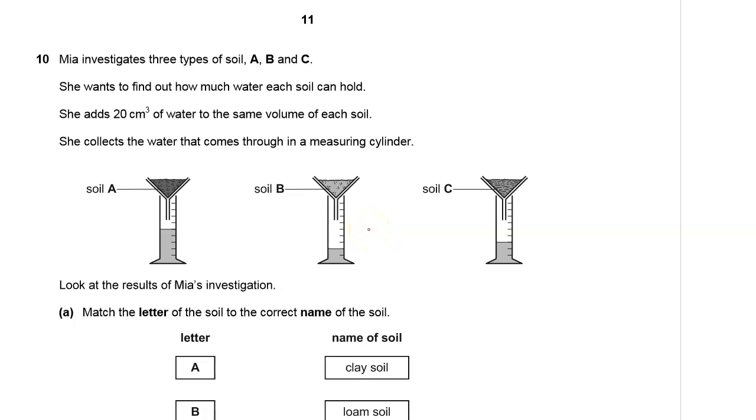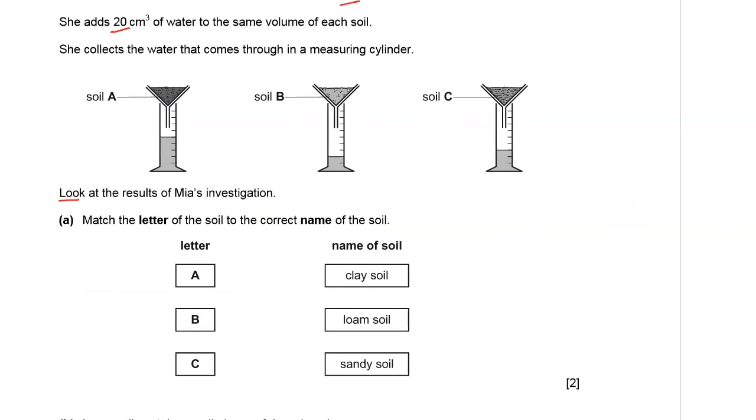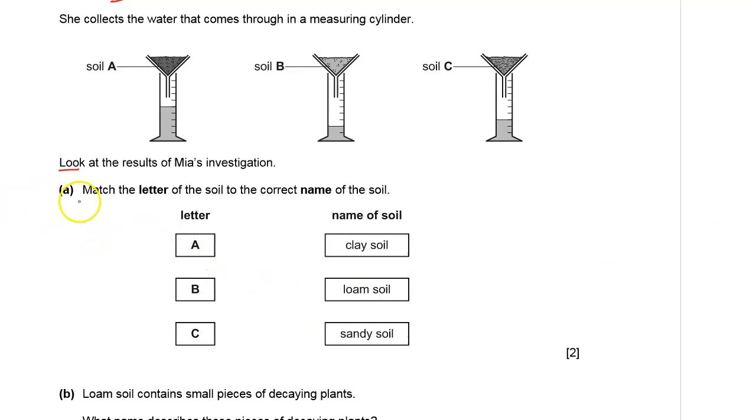Question 10. Mia investigates 3 types of soils, A, B, and C. She wants to find out how much water each soil can hold. She adds 23 centimeters cubed of water to the same volume of each soil. She collects the water that comes through in a measuring cylinder, as you can see right there. Look at the results of Mia's investigation. Part A, match the letter of the soil to the correct name of the soil.